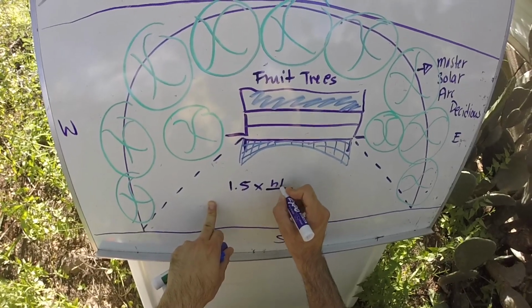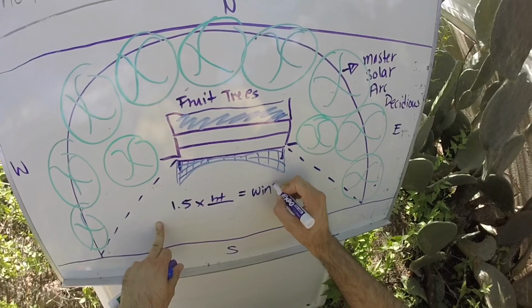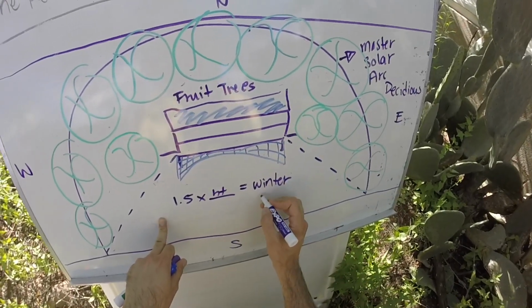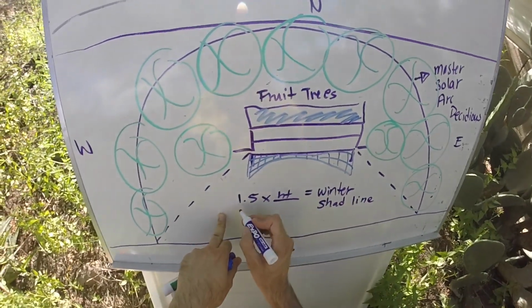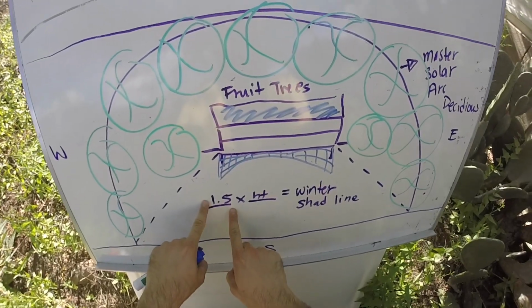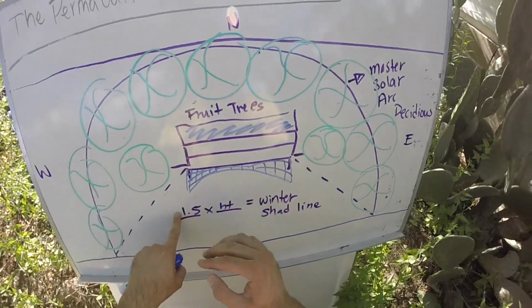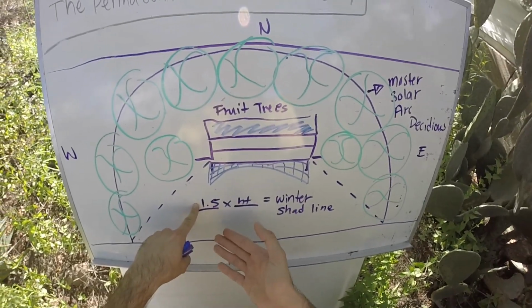And I'm going to give you a little calculation. 1.5 times the height of whatever structure equals the winter shade line. Now, this is specific to Arizona based on our longitude and latitude. If you're in a different state, you need to get a good passive solar design book so that you can figure out what the coefficient is for your part of the world. But this is how we do it.